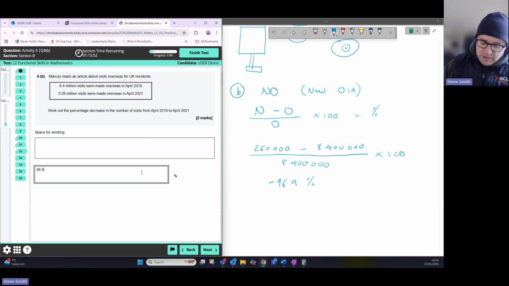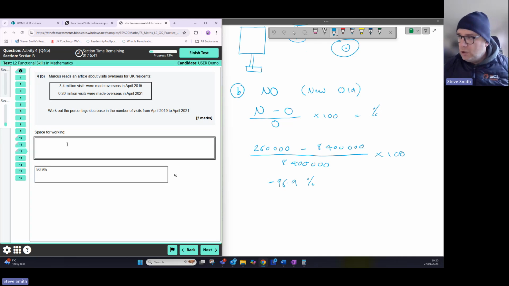So it doesn't matter which way around you do it. I'm happy with the exact percentage. We round it to one decimal place, or we round it to the nearest whole number, we've got 97. Show your working for 2 marks.